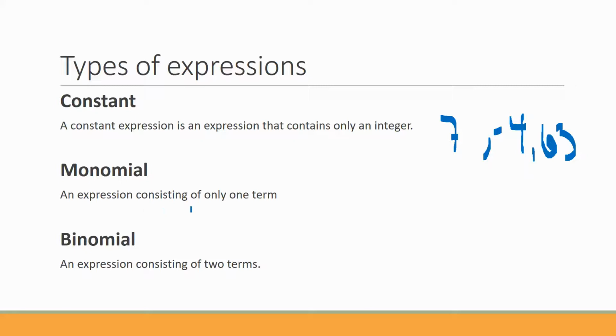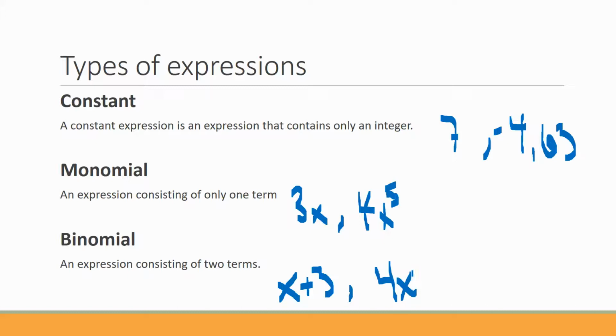An expression consisting of only one term is a monomial. So 3x, 4x to the fifth, those are all monomials. An expression consisting of two terms is a binomial. So x plus 3, 4x squared minus 2, those are all binomials.